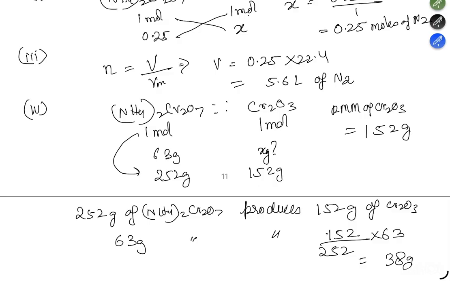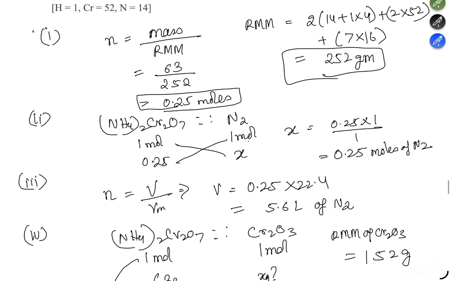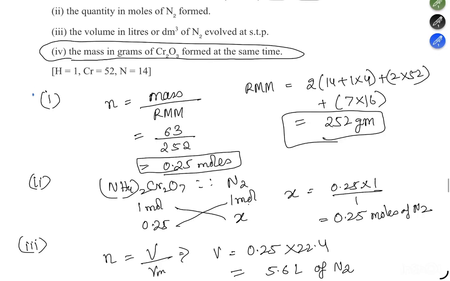So I have taken the mass and compared. You can do it with the moles also. Once you find out the moles of chromic oxide, you can convert into the mass of chromic oxide. So that is also a way. It's up to you. You can choose any way which you find comfortable and confident during the examination. So these are all the 4 parts. We have completed it. I hope you all have understood the way we are solving the questions here for the past around 10 years' questions.